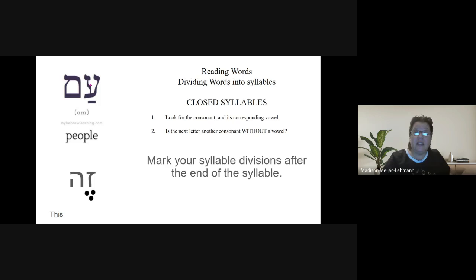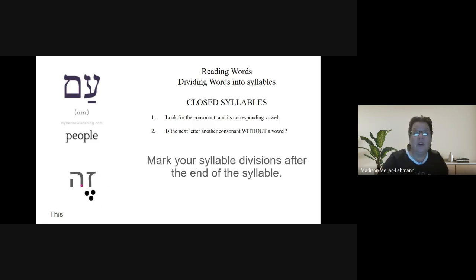So here's our ion, it's silent. We needed that. We can't start with an A. So we have people, right? Or nation. And so we're looking for the consonant. We have a vowel. The next letter is a consonant without a vowel. We know we have consonant, vowel, consonant, okay? And that's our final mem there. So it's the end of the word. So it's also telling us that it's the end of the word.